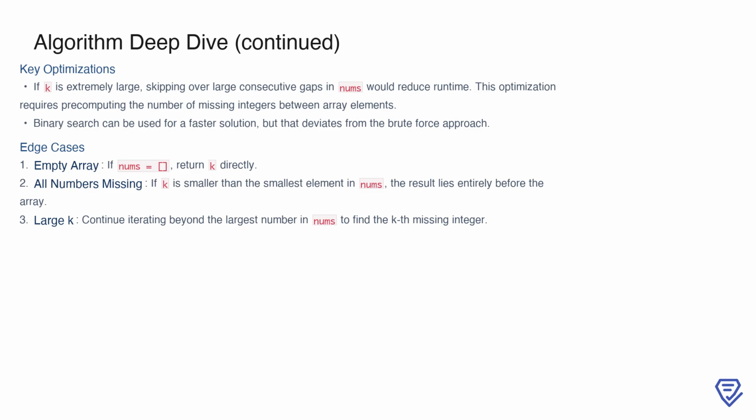Let's also revisit the edge cases. If the array is empty, the output is simply k, as all numbers are missing. If k is smaller than the smallest element in nums, the result lies entirely before the array, so we can return k directly. Finally, when k is very large, we must continue counting missing numbers beyond the largest element in nums until we reach the kth missing number. These considerations ensure our solution handles a wide range of scenarios effectively, even with the brute force method.